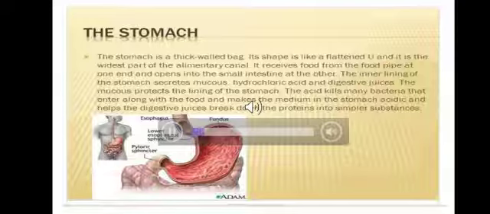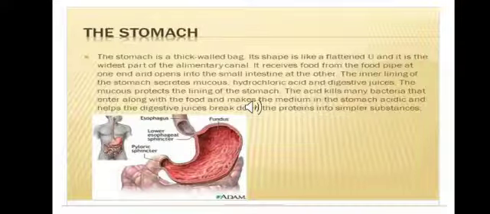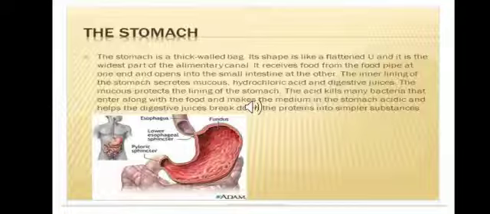After the esophagus, the food reaches the stomach. The stomach is a thick-walled bag. It receives food from the food pipe at one end and opens into the small intestine at the other end. The inner lining of the stomach secretes mucus, hydrochloric acid, and digestive juices, which further break down the food into simpler components.